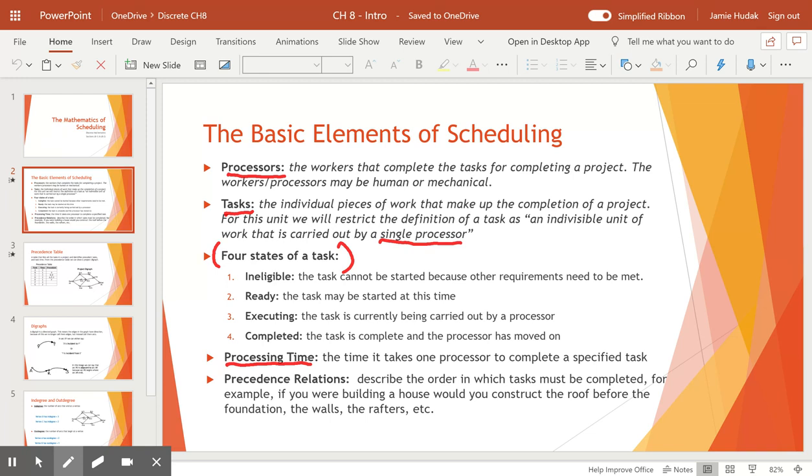And then precedence relations. This describes the order in which a task must be completed. And here's my example again with the house. The foundation precedes putting up the walls, which precede putting up the rafters, which precede putting up the roof. So these are preceding tasks, things that must be done before you can move to that step.